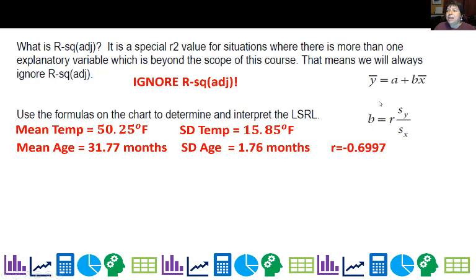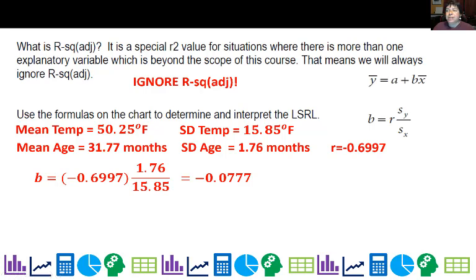So from that, I can calculate the slope. Typically, we do the slope first and then the y-intercept. Putting in r, negative 0.6997. This 1.76 comes from the standard deviation for y. Remember, y is the response variable. That goes on top, and then x goes on bottom. And we get negative 0.0777.